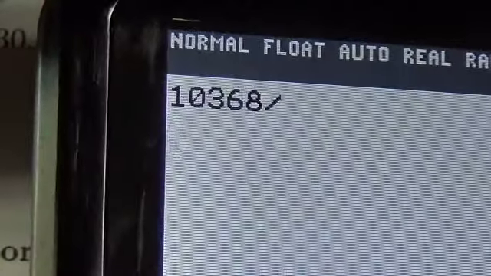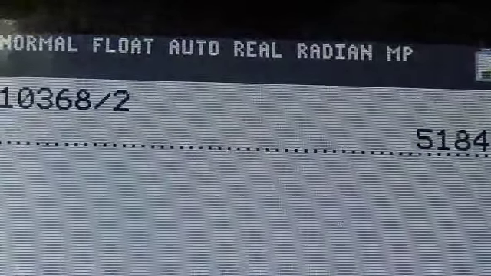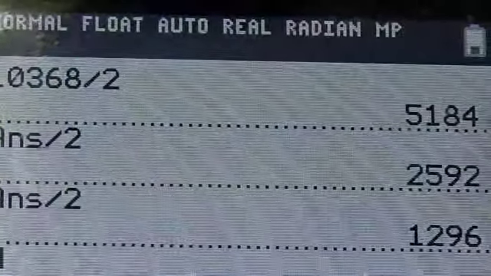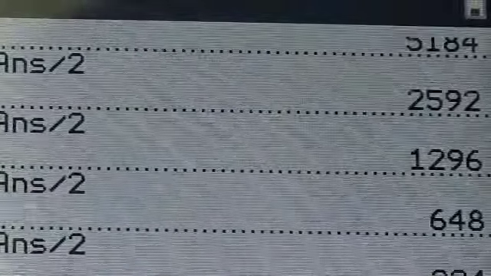I know it's divisible by 2, so I'm going to divide out a 2, and I get 5,184. Okay, I'm going to see if I can divide out another 2. Yeah, it's still an even number, so I'm going to divide out another 2. So this is my third 2. That's still an even number. Divide by 2. Okay, that's my fourth 2. Still divisible by 2. Fifth 2. Sixth 2.